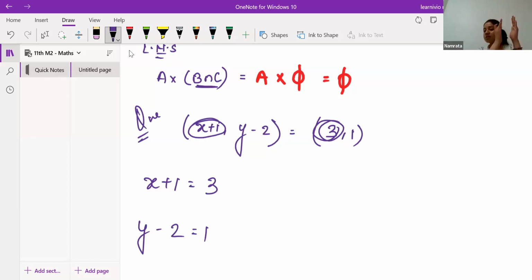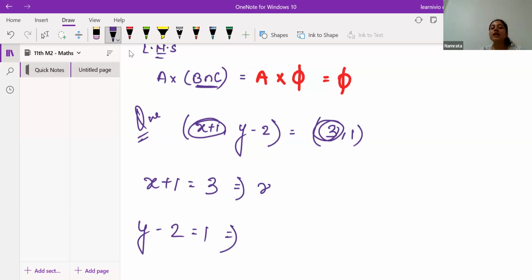Whenever one ordered pair is given over here, and another ordered pair is given over here with an equality sign, that represents both the ordered pairs are exactly the same. Even if it doesn't look the same, it is exactly the same. You can take the first element of this one equal to the first element of this one, and the second element of this one with the second element of this one. By doing like this, you can get the value of x and y.